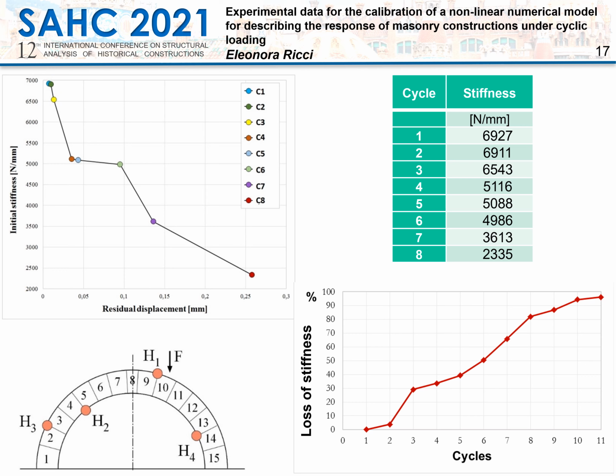From cycle number 4 to cycle number 6, the residual displacement increases of additional 0.06 millimeters, while the stiffness remains almost the same. After the cycle number 6, the stiffness hardly decreases. This indicates the progression of the openings of the joints. The residual displacement reaches a value of 0.25 millimeters at the end of cycle number 8.